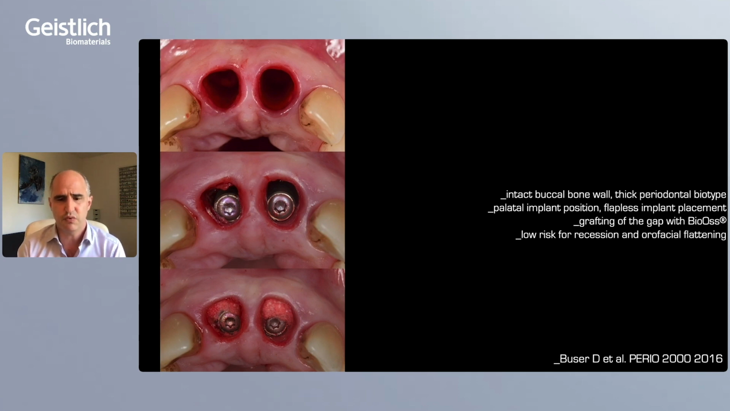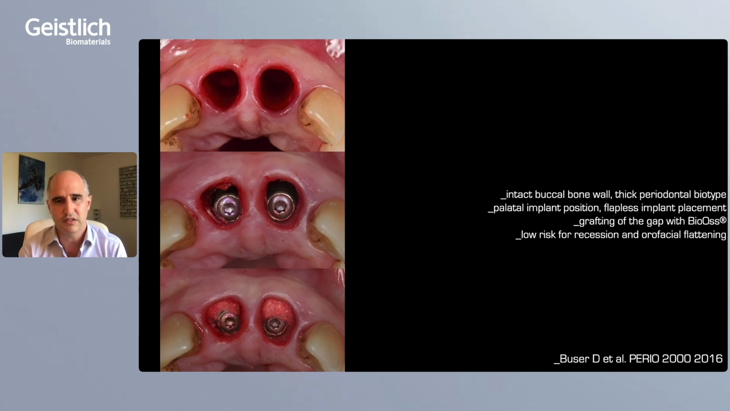So I have a situation where I want to place an immediate implant. Buser has shown that this is possible if we have an intact buccal wall, if we have a thick gingival biotype, if we're able to place the implant in a palatal position, if we're able to place it flapless, well, then we have everything. So then, of course, from a preventive aspect, the best way is not soft tissue augmentation. The best way is soft tissue stabilization.